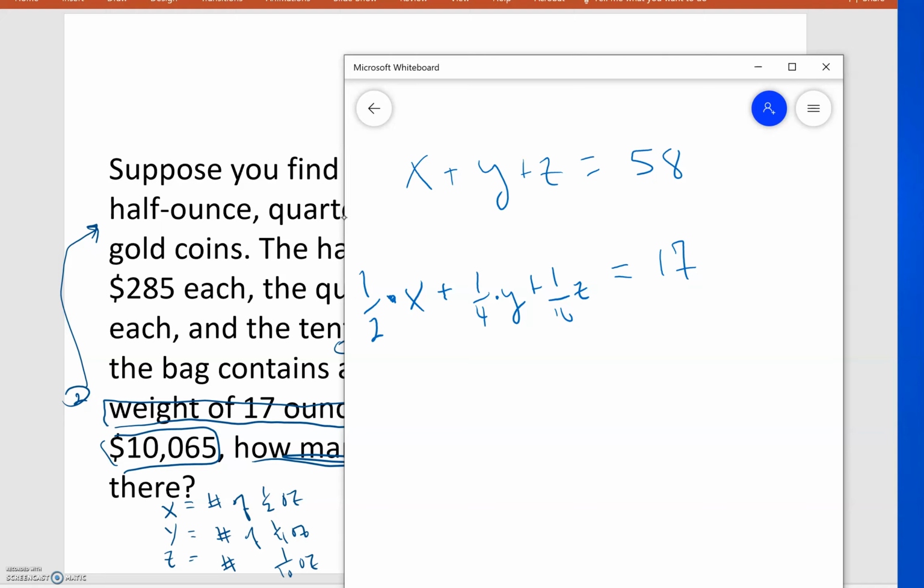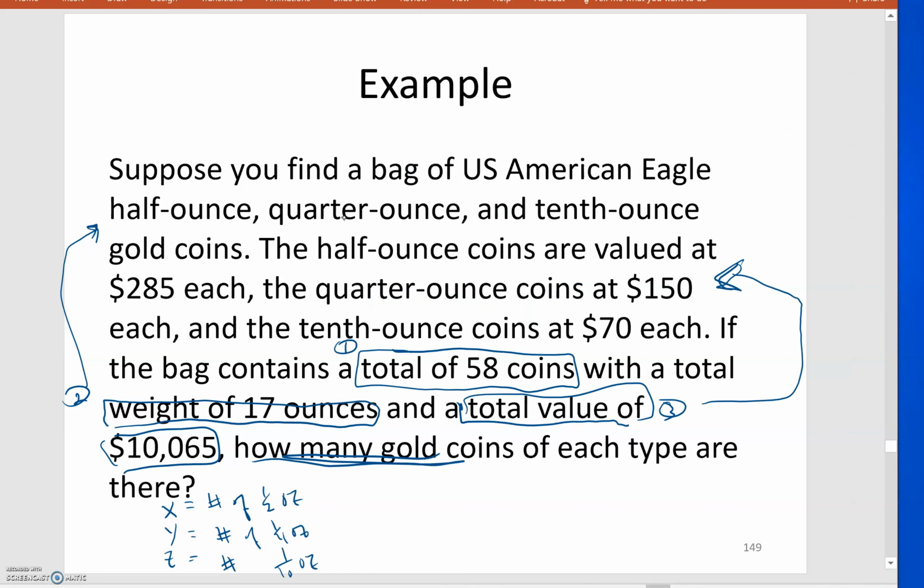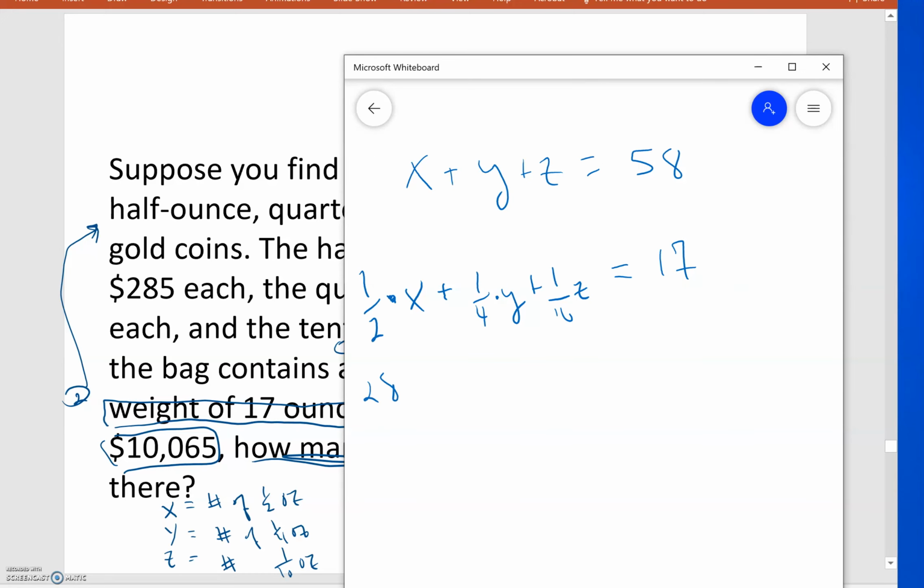And then finally, we'll have a value equation, which will look very similar to our weight equation. It's going to be value times variable. And our numbers are what? 285, 150, and 70. 285x plus 150y plus 70. Sorry, that's a 70z, and our total value is 10,065.